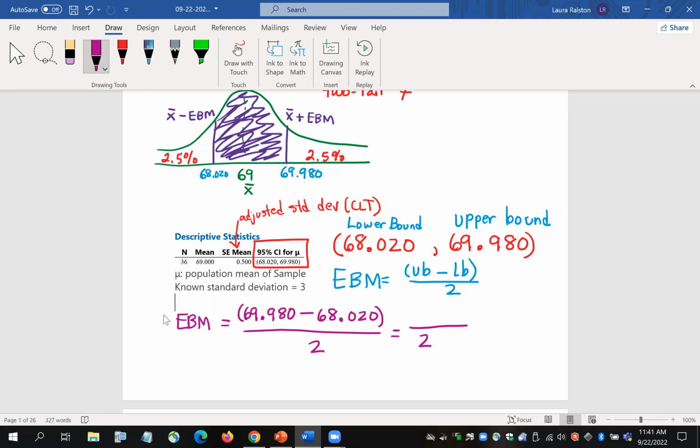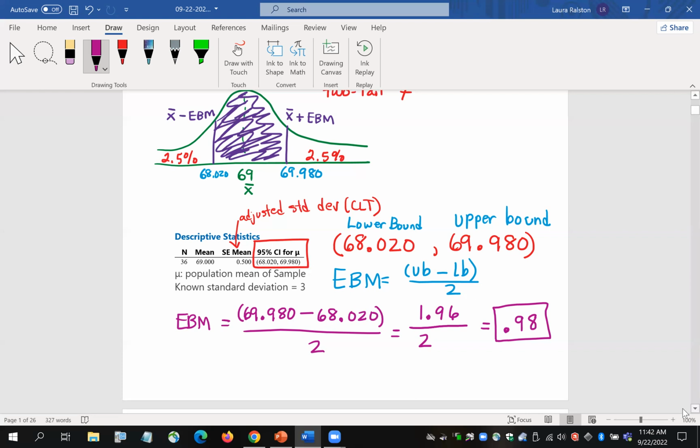Okay, so I have 69.980 minus 68.020, which gives me 1.96, and 1.96 divided by 2 is 0.98. So my error bound for the mean is 0.98, meaning I could be off almost by 1 point. It's 0.98, so I could almost be off by 1 point.